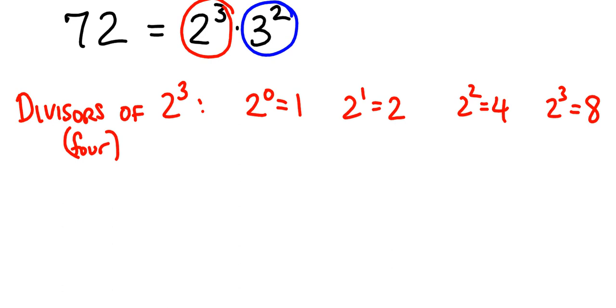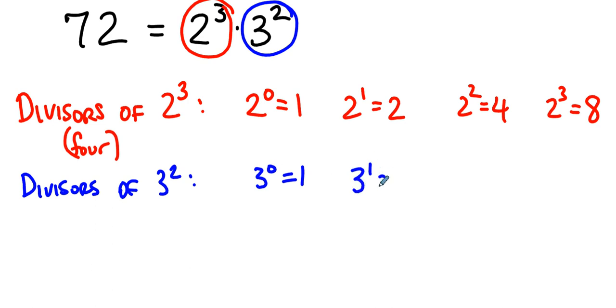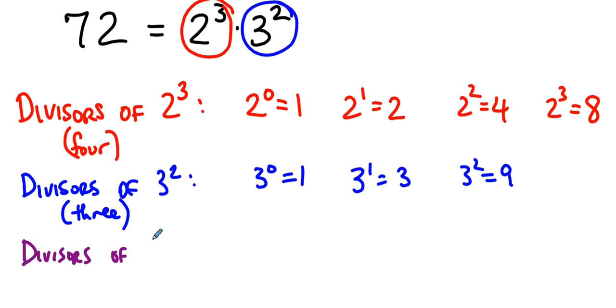Now let's look at the factors of 3 squared, the divisors of 3 squared. How many are there? Again, 3 is prime, so we have 1 or 3 or 9. Those are the only numbers that divide 9. There are 3 of them. So the question becomes, how many divisors are there of 2 cubed times 3 squared? How many factors are there of 72?